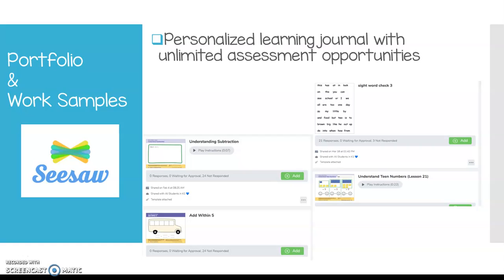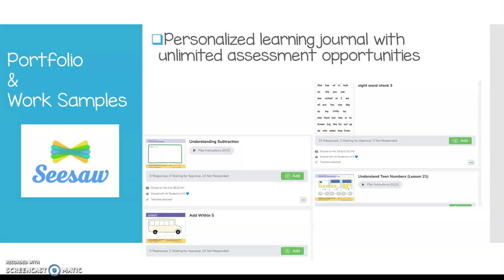Throughout this course, we've learned about different ways to informally assess our students. Two ways that I would like to focus on right away are portfolio and work samples. Seesaw is an excellent tool to use for informally assessing your students. It's a personalized learning journal or portfolio with unlimited assessment opportunities.